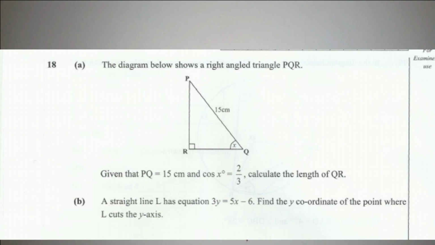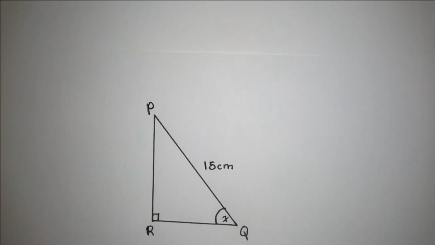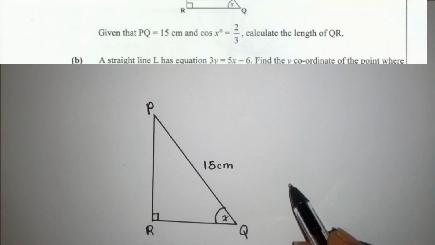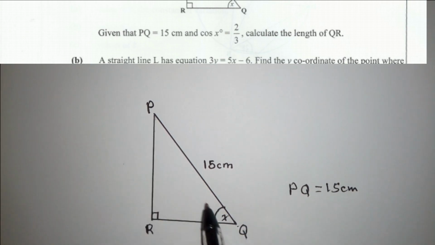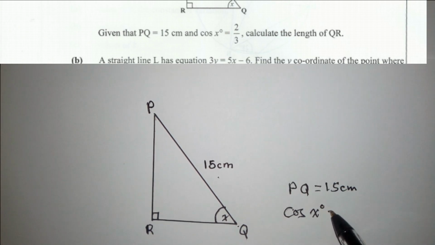All right, so question 18a, we have been given a question which says the diagram below shows a right angled triangle PQR. So if you're able to see nicely, P is here, Q and R. So given that PQ is equal to 15 centimeters, which is here, PQ is 15 centimeters, and cos x degrees is equal to 2 over 3. Calculate the length QR. So we need to calculate this QR.